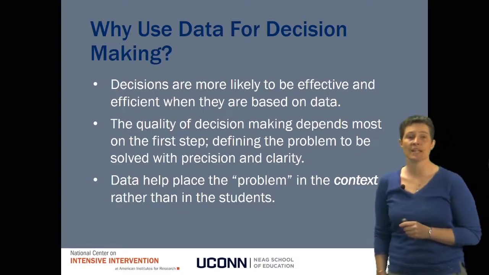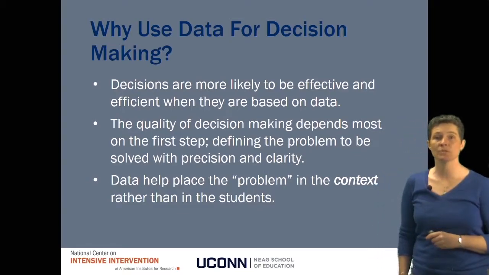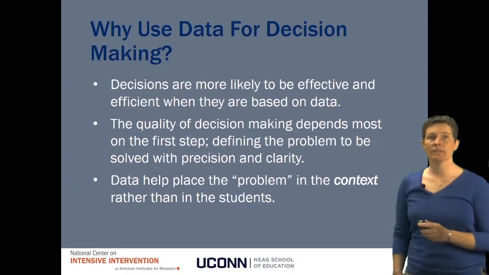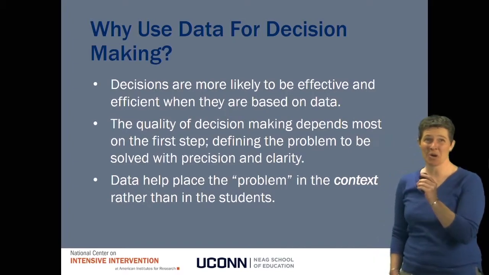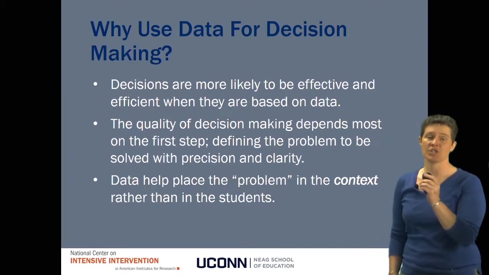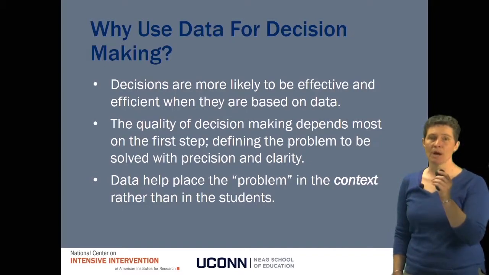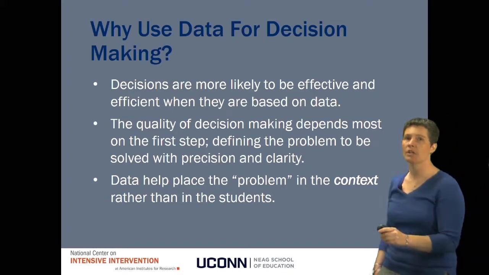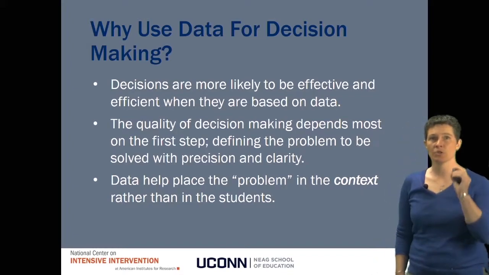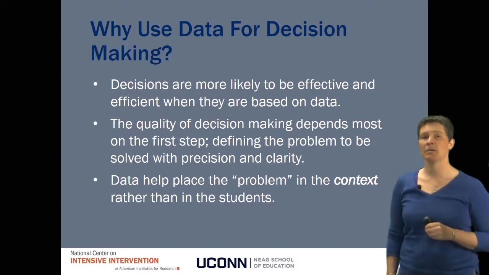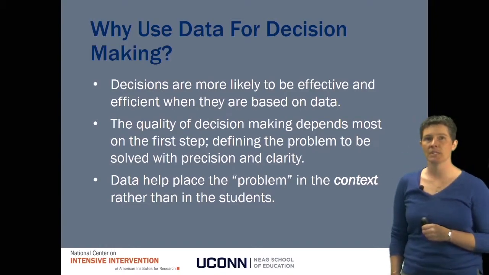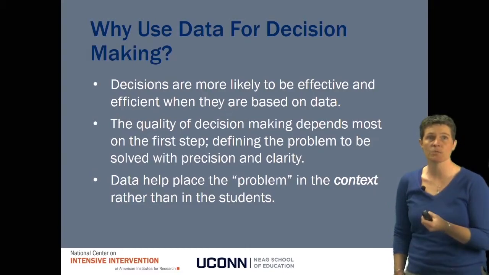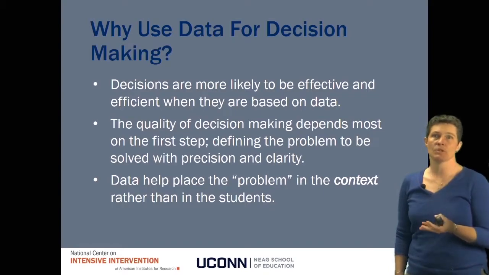And the reason we're going to do that is because we actually know we make better decisions when we use data. We make more effective and more efficient decisions. The quality of our decision making depends most on the quality of our definition. Did we really clearly define the problem that needs to be solved? Because that's going to inform how we measure it. That's in turn going to inform how we intervene. So those first couple of steps that we started talking about in Module 3 and we'll come back to in this module are really important, making sure we have a really solid understanding of what the behavior is we're trying to change or what the problem is that we're trying to fix.